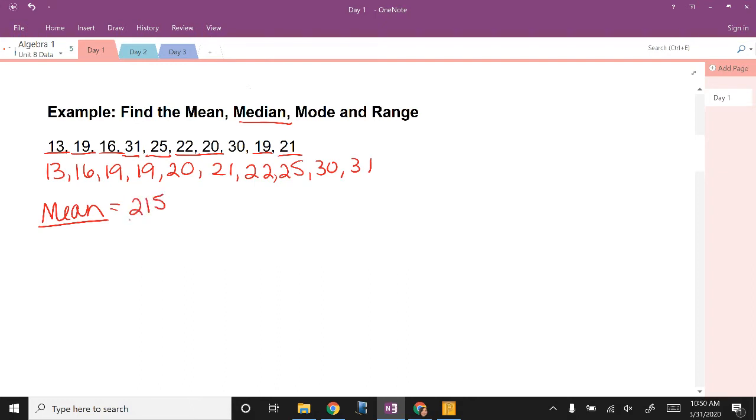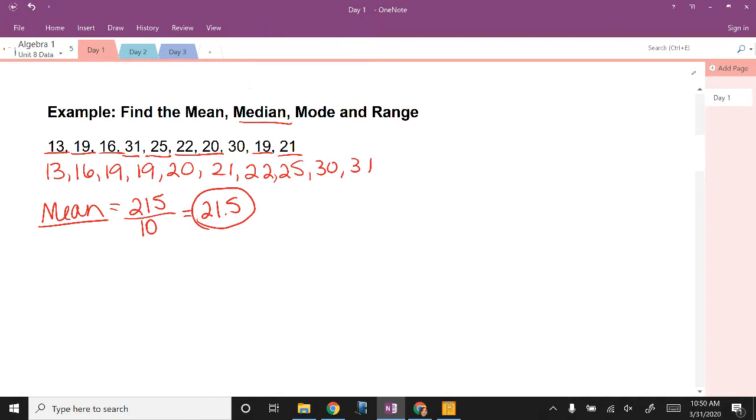And then I have to divide by the number of data I have. And I have 10 numbers in my data. So I'm going to take 215 and divide by 10. Well, dividing by 10, I just moved one decimal place. Or you can use your calculator and you should get 21.5. So that is my mean. That is my average of all my data.